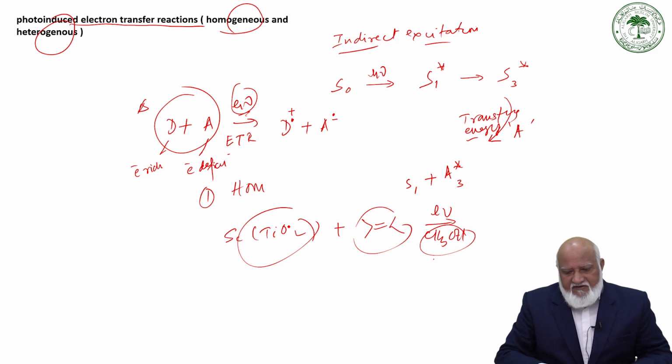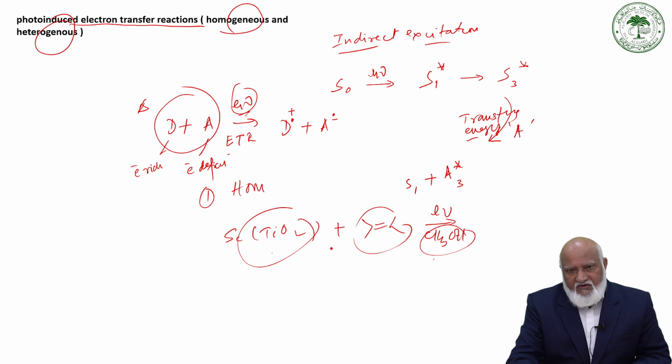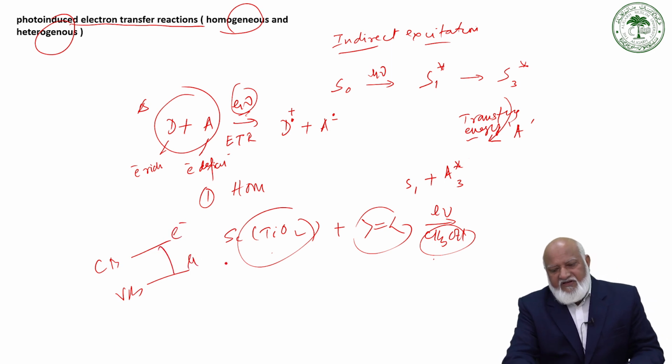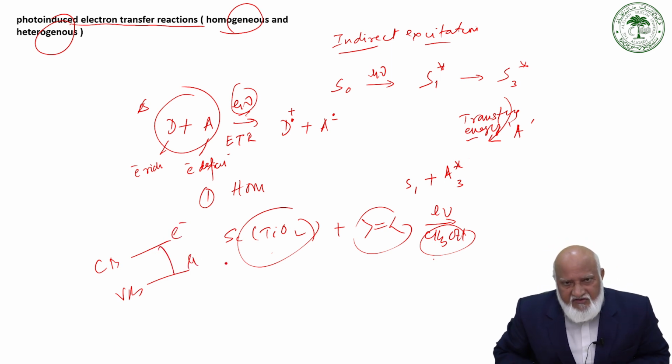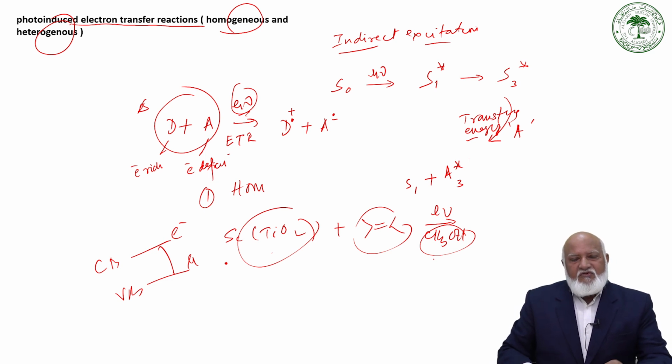So there is an electron transfer reaction, where an electron first goes from the valence band to the conduction band, forming an electron and hole pair, and the redox reaction takes place on the surface of the catalyst. So this is photoinduced electron transfer.